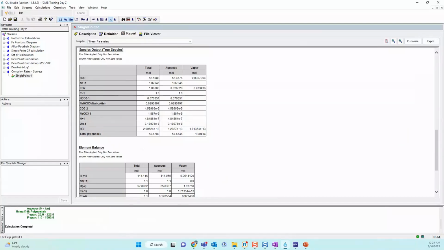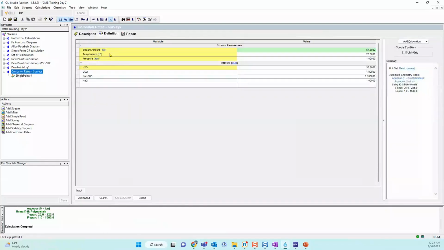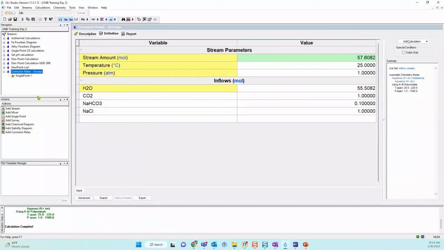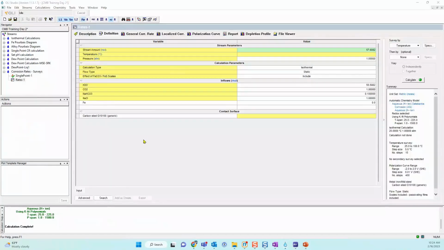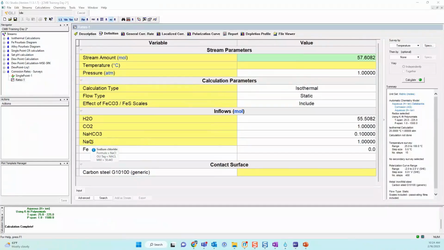But you want to understand now what happens if you start changing the temperature of this chemistry, and how it affects the corrosion rate. So this should be very simple by now. The next step that you do is simply go add corrosion rates, right? So just click on the corrosion rates. This will bring this screen here. You are already familiar with the screen.